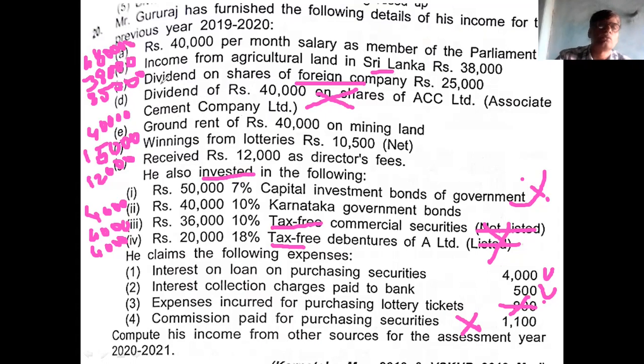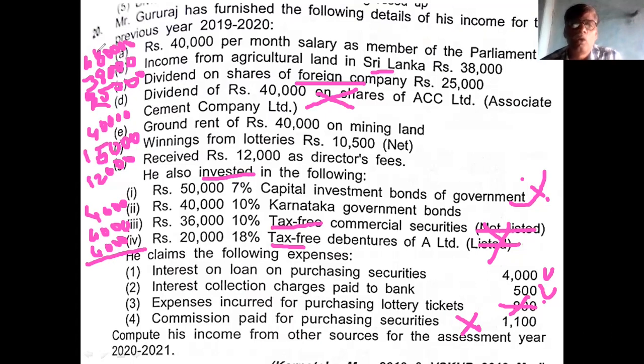Income from other source. First point 48,000. Second point 38,000. Third point 25,000. Next 40,000 ground rent, 15,000 lottery, 12,000 director fee, 4,000, 4,000, 4,000 interest on investment. You take the total of all these points and write it as gross income from other source.